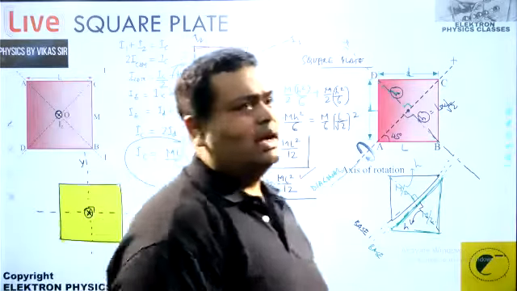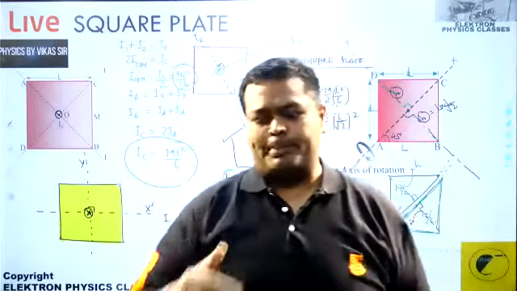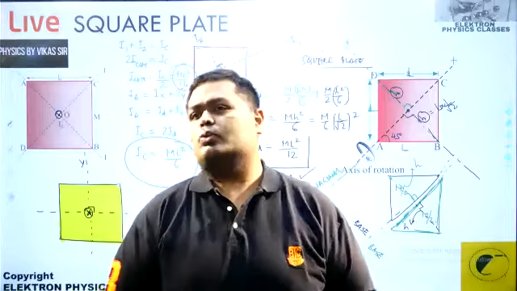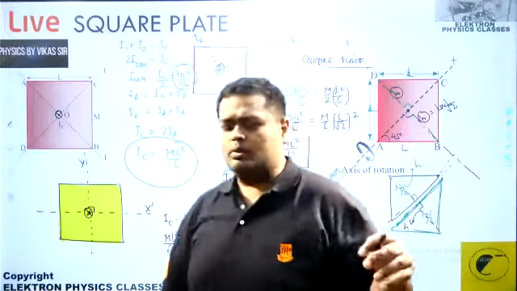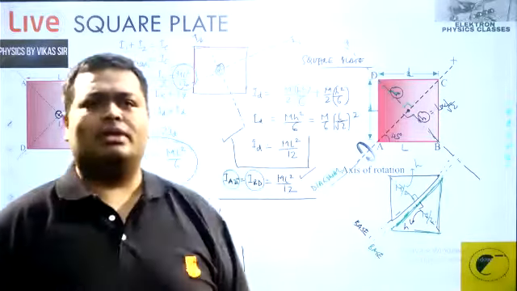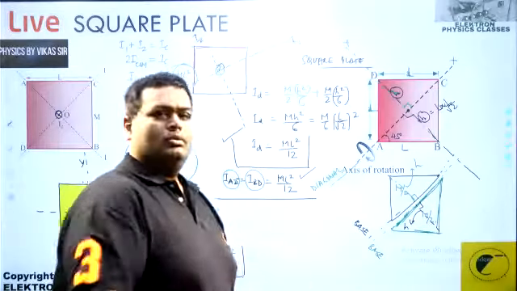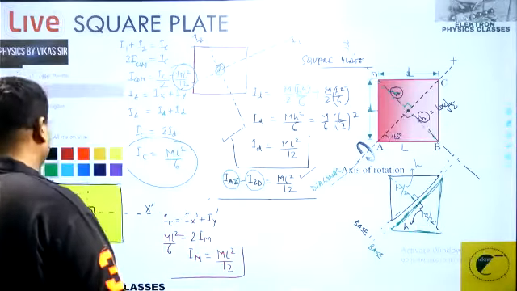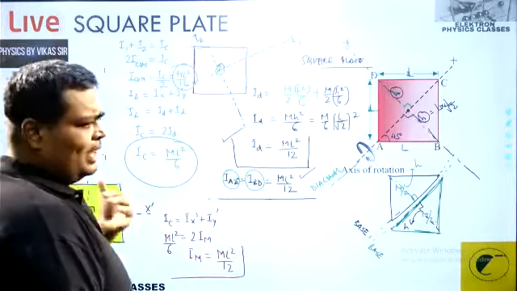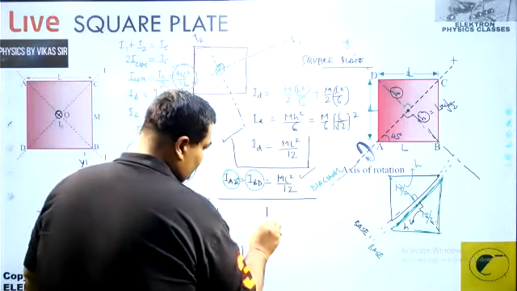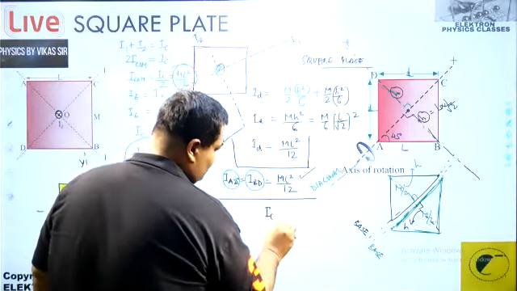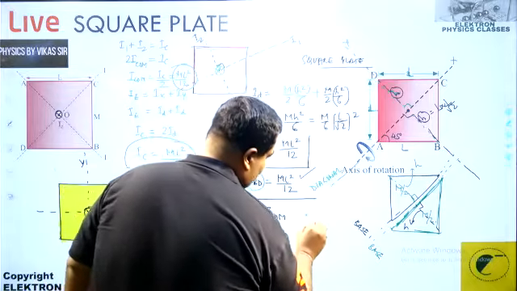This makes me understand that if you have any axis in the same plane of the square and passing through the center, it has an identical moment of inertia equal to ml square by 12. But that works only for the case of a square, right? That's only for the case of the square. Good result.